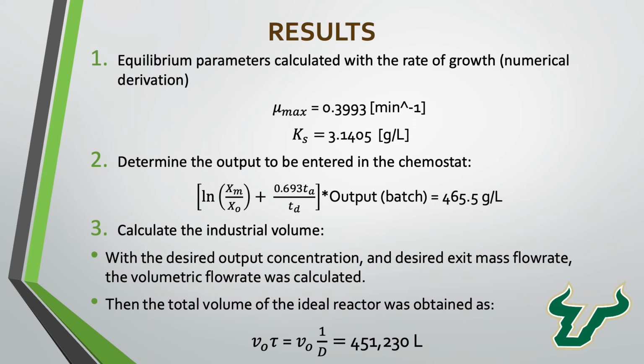With the desired output concentration and desired exit mass flow rate of 2,000 tons per day associated with an industrial production, the volumetric flow rate was calculated. As the dilution rate was known, the residence time could be calculated as the inverse of the dilution rate. Therefore, the volume needed to produce the 2,000 tons per day could be calculated and was found to be 451,230 liters.